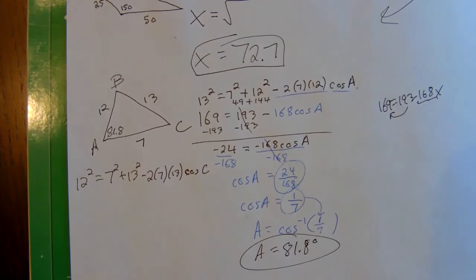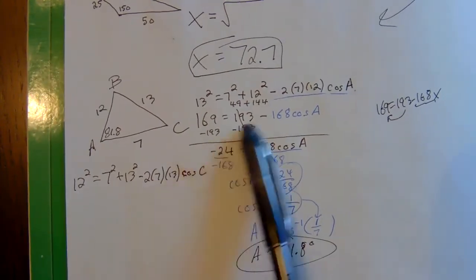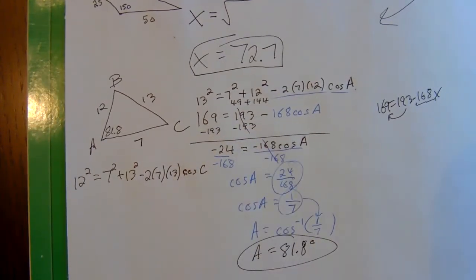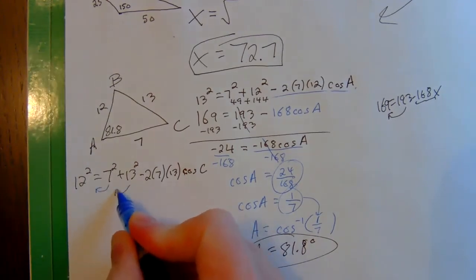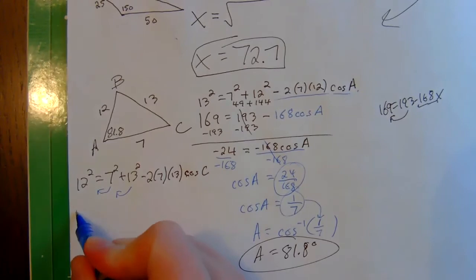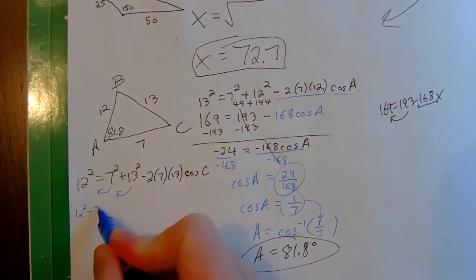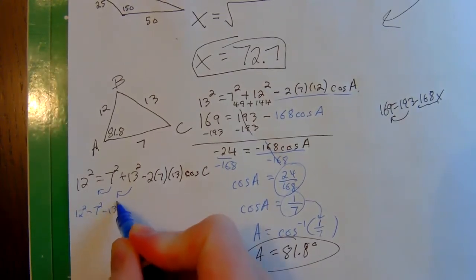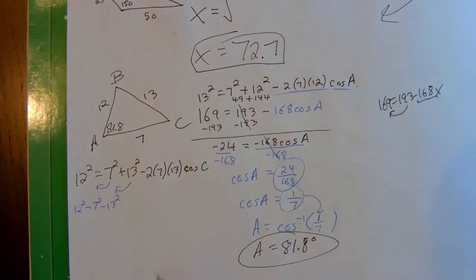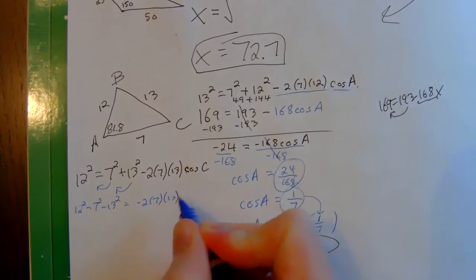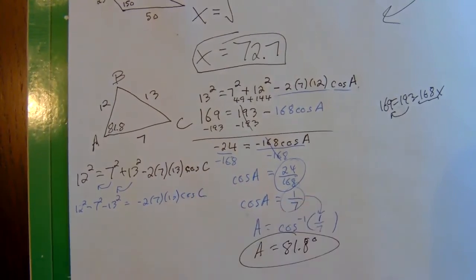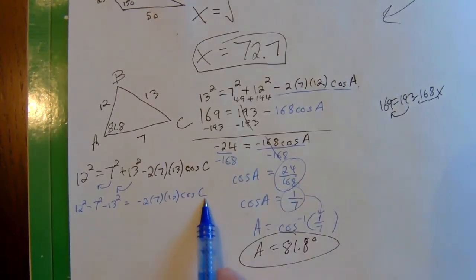And let's actually practice this one, just moving everything over without writing down so many numbers, okay? You need to subtract these two things over to that side. So you'll have 12 squared minus 7 squared minus 13 squared all over there. And that's equal to -2 times 7 times 13 times the cosine of that angle C. And then this is all multiplied by that.